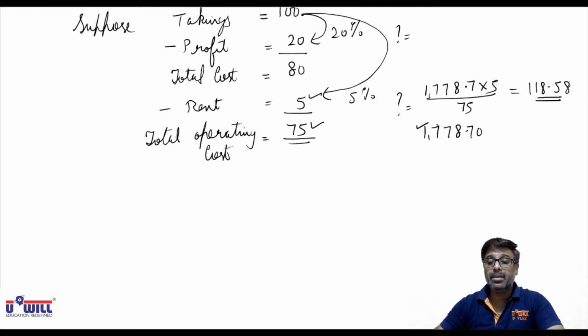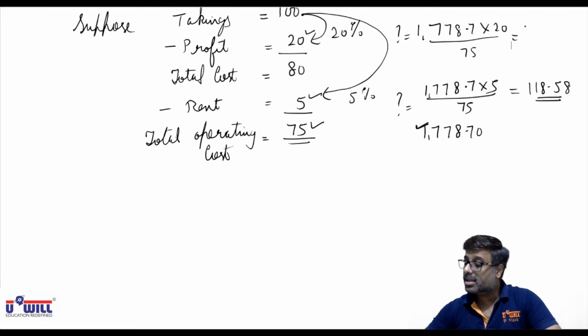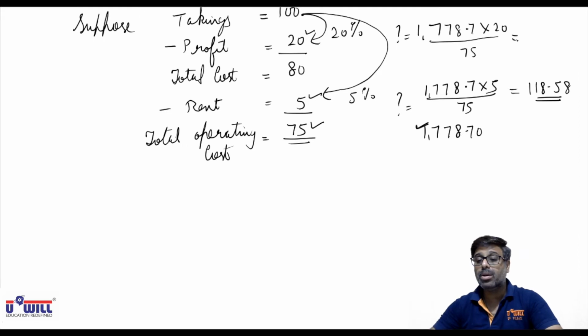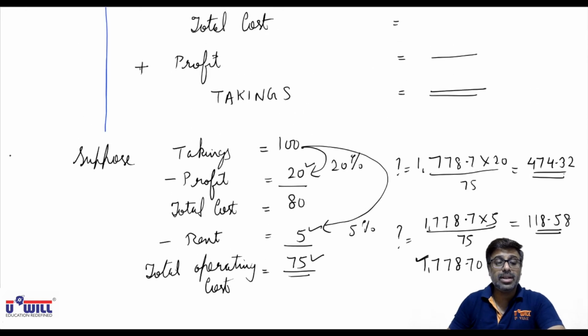And here, 1778.7 into 20 upon 75. So the profit would come to how much? 1778.7 into 20 divided by 75. That would come to 474.32. Okay, so these are the workings which we have done.